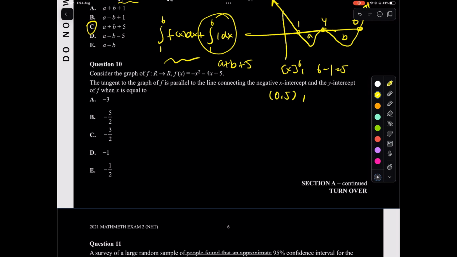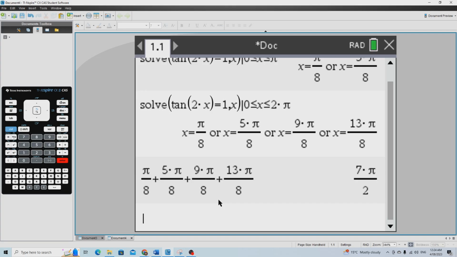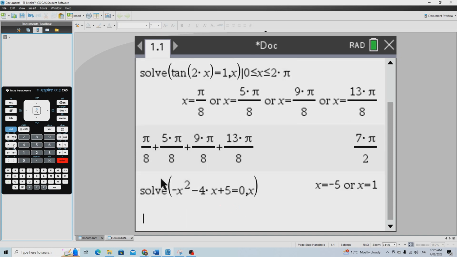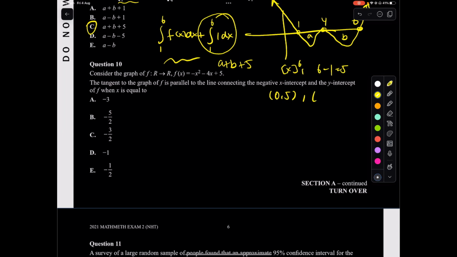What about our x-intercept? For our x-intercept, I'm going to go on our calculator. Solve negative x squared minus 4x plus 5 equals 0, comma x. And we get, okay, but we want the negative x-intercept. So negative 5, 0. Okay. So 0 minus 5 over negative 5 minus 0, which is 1. So that is your gradient.